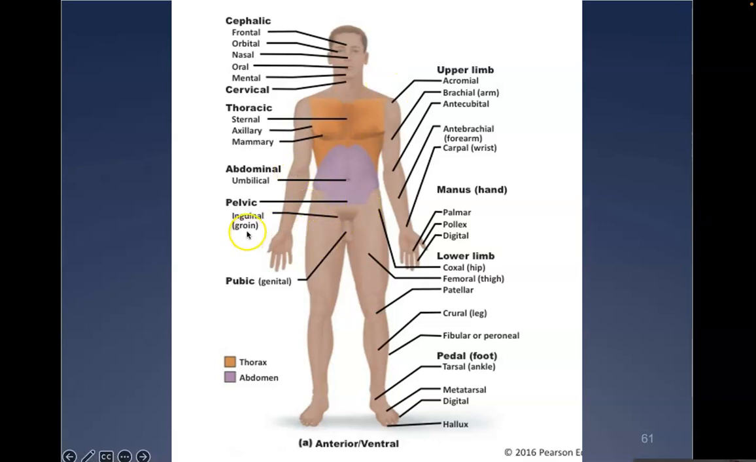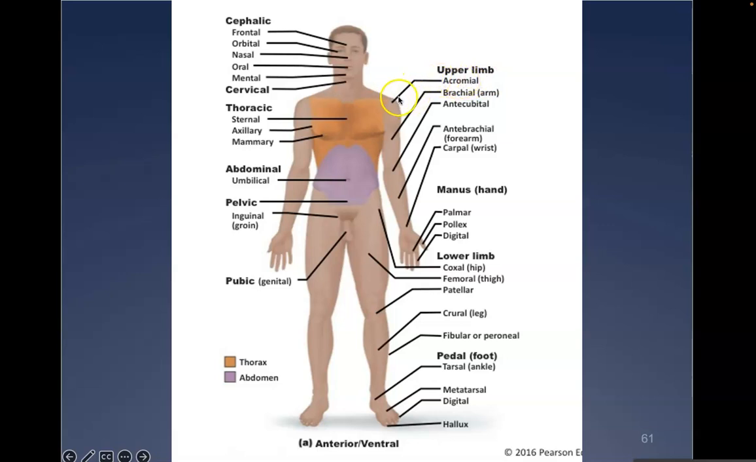So then inguinal is a term that you want to get to know as well, because you're going to see we're going to name blood vessels and nerves after this. So inguinal is going to refer to the groin region. So what you call the groin in anatomy, we call the inguinal region. Pubic, again, is going to oftentimes refer to genitals.